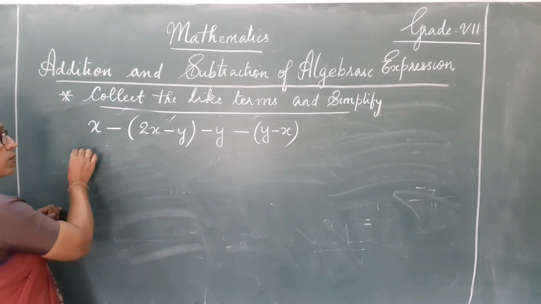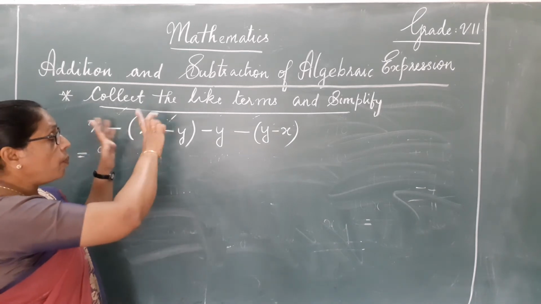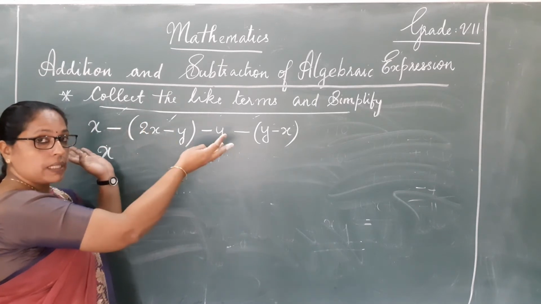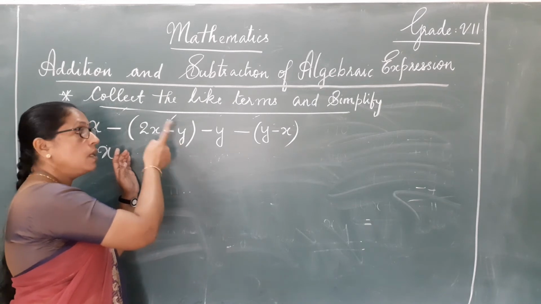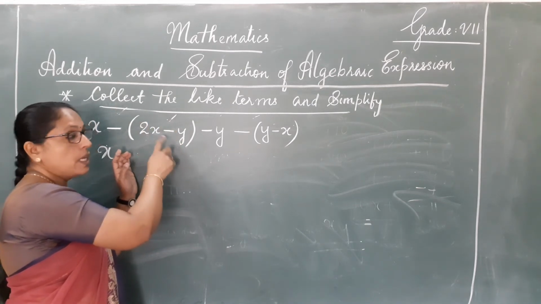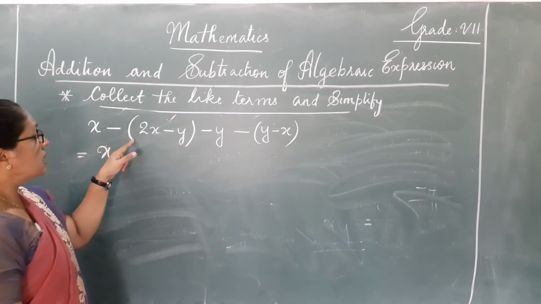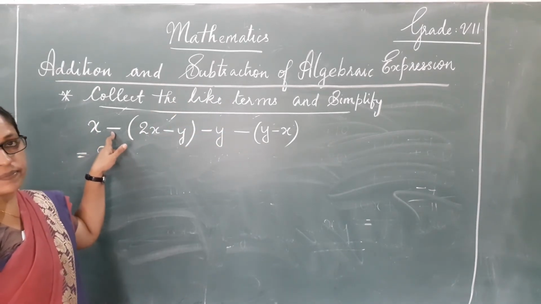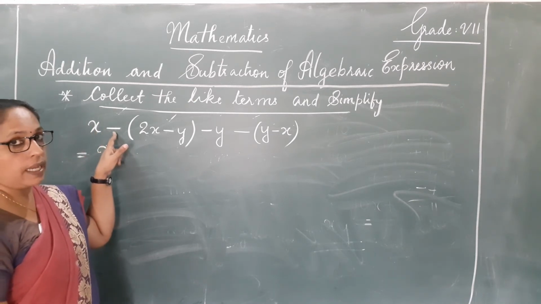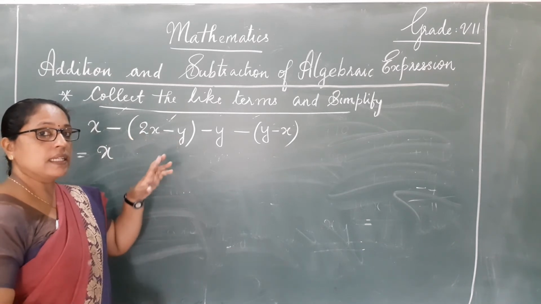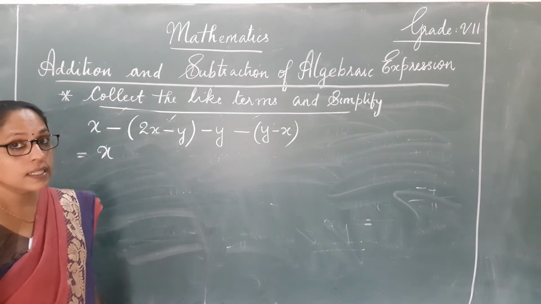When a bracket comes, what we have to do is open the bracket and bring out the terms. Here we have 2 terms. Which are the 2 terms? 2x and negative y. So we have to remove the bracket. When you remove the bracket, see the sign in front of the bracket. It is a minus sign. When a minus sign is in front of the bracket, the terms inside become their additive inverse, because you already learned additive inverse, the opposite sign.